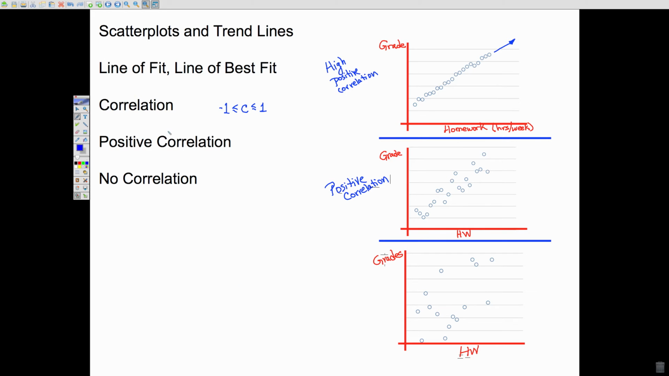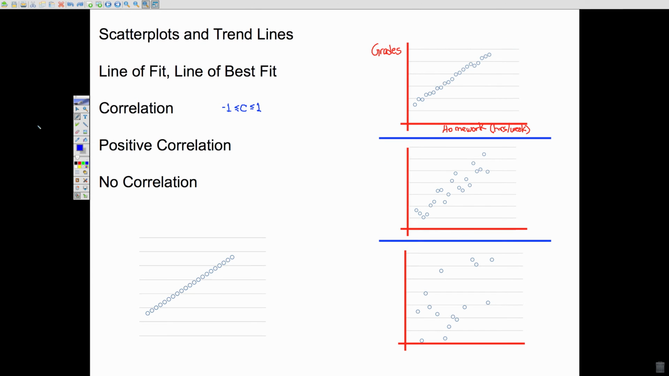Now in statistics, we actually put a number to correlation. In other words, we can give a numeric value to the amount of correlation. So let's take a look at that. Now in this class, we're not going to use the formula for correlation. We're going to let a calculator do all the work. But what we will try to do is understand what the correlation means. Now the correlation is always a number that goes from -1 to 1. It will always either be -1 at the lowest, 1 at the highest, usually somewhere in between.